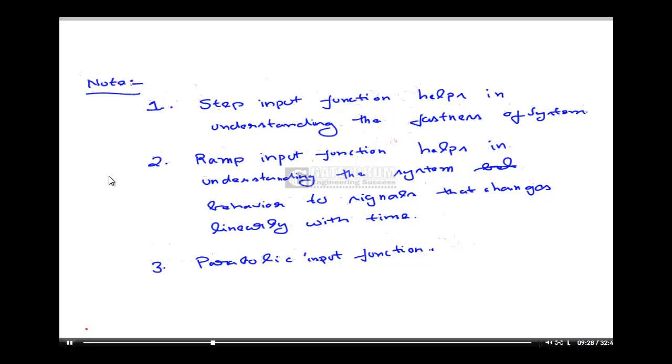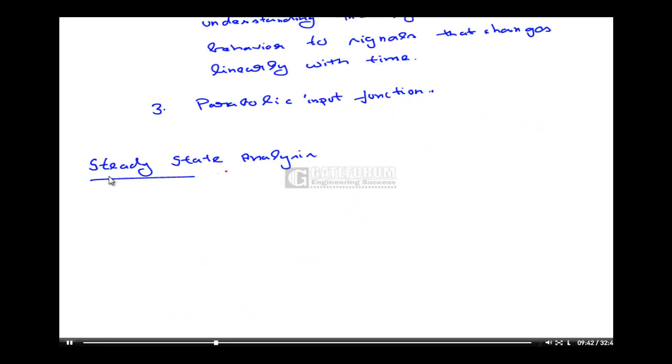Now we will see the steady state analysis first. In steady state analysis, we will be more concerned about the steady state error, because my final output of the system is going to achieve some steady state, and the difference between the expected and the final outcome gives me the steady state error. From the input, how much it is deviating, that gives me the steady state error.